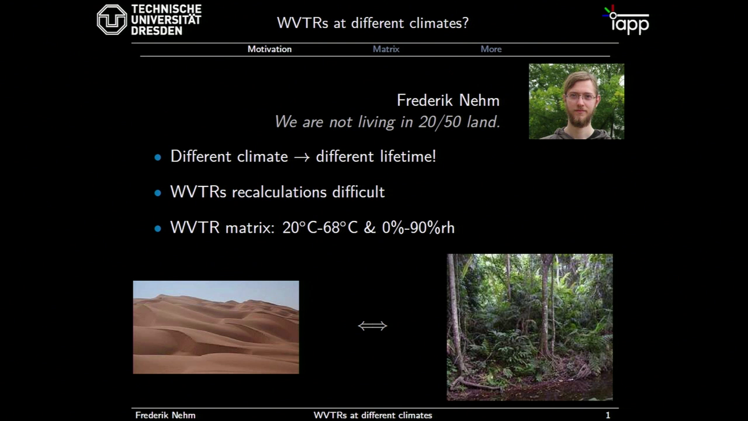So what Lars told you yesterday is that in Dresden we have a nice setup of an electrical calcium test, which is very versatile. You have in parallel more than 60 samples, which can be addressed individually with different climates. And we've done a WVTR matrix from 20 to 68 degrees centigrade and 0 to 90% relative humidity. With this, we want to help shed some light on how WVTRs accelerate over different climates, as you can see.